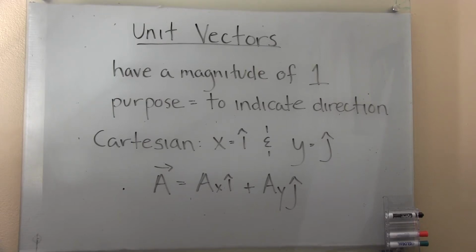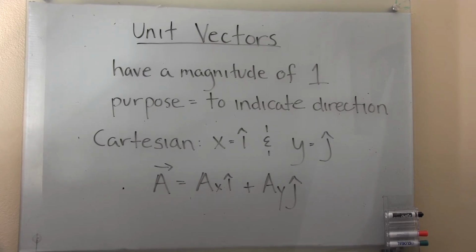Unit vectors. Unit vectors have a magnitude of 1. Their sole purpose is to indicate a direction in space. In the Cartesian coordinate system, we use i to describe the x direction and j to describe the y direction. If I were to describe vector A in components using this system, it would be equal to a sub x i plus a sub y j.